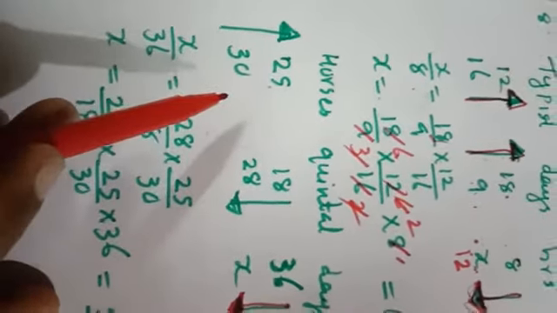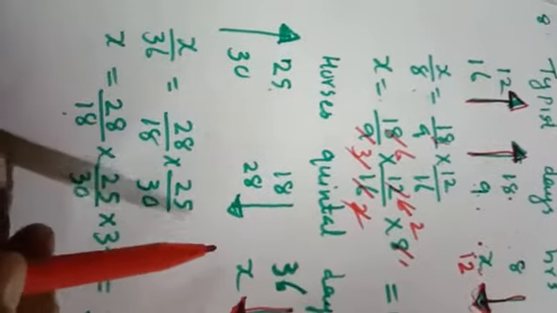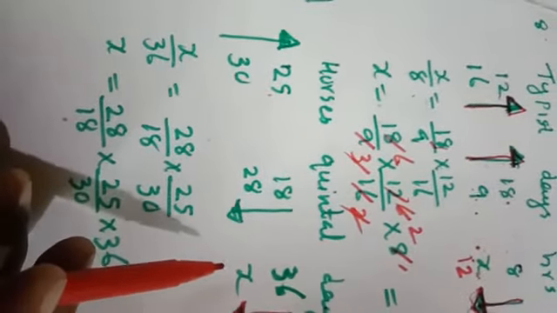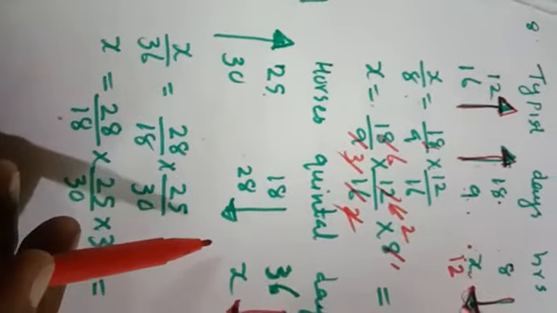But if the number of horses increases, the provision of food will decrease. If the number of horses increases, then the provision of food will decrease.